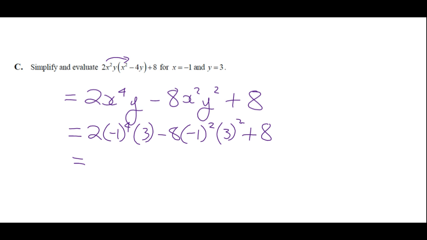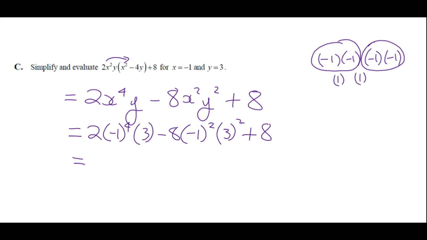So any even power, they're going to pair up and make a positive 1, right? So really, when we're doing negative 1 to the 4th, we can think about it this way. Let's pair these guys up and these guys. So that's going to be 1, and that's going to be 1. So it's going to multiply out to 1. So that's negative 1 to the 4th. So we have 2 times 1 times 3 minus 8.